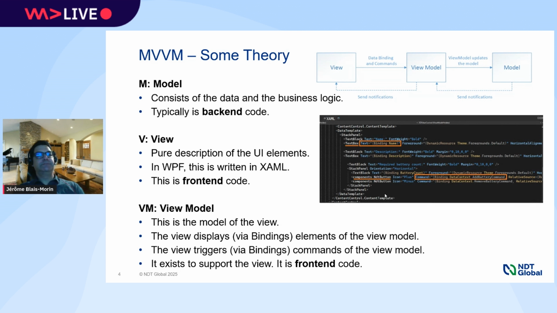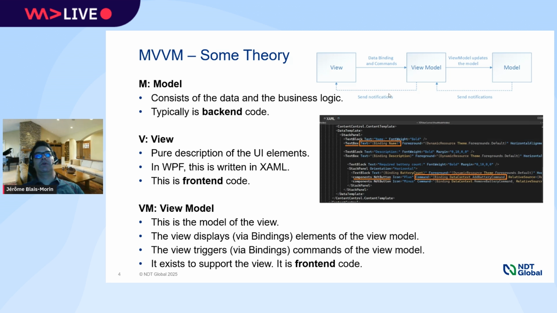And finally, the view model. This is, in a way, the model of the view, and that's why it's named like that. It would contain data and some interaction logic for the view. The link between the view and the view model is done via binding. That's a very important concept in the MVVM approach.